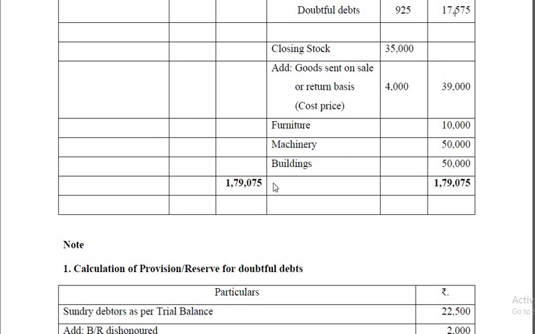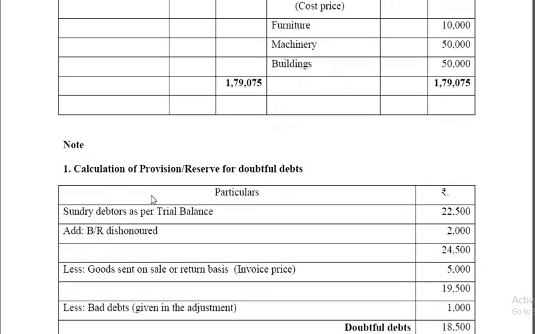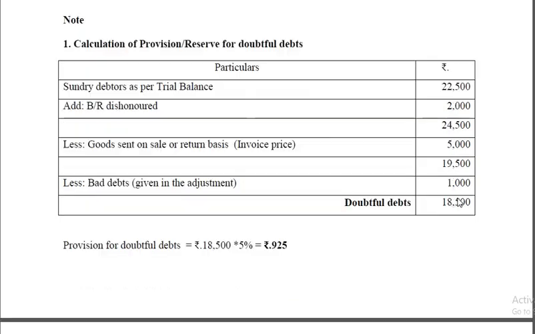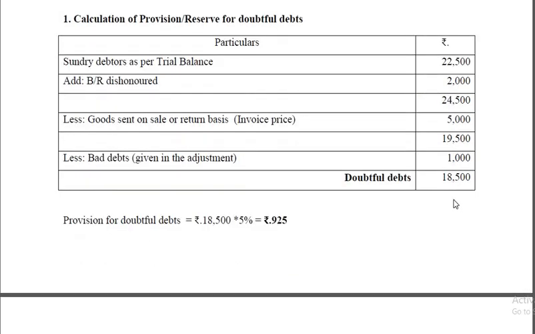And if you go for totaling of balance sheet, total is 1,79,075. It tallies. Now see the calculation of provision or reserve for doubtful debts. Sundry debtors as per trial balance is 22,500. Bills receivable is honored, so 2,000. So balance increases to 24,500. Goods sent on sale or return basis, that is cancelled now. So 5,000 should be deducted, because when you send the goods and treat that as sales, debtors account is debited and sales account is credited. When you reverse the entry, it should be deducted. So 5,000 is deducted.